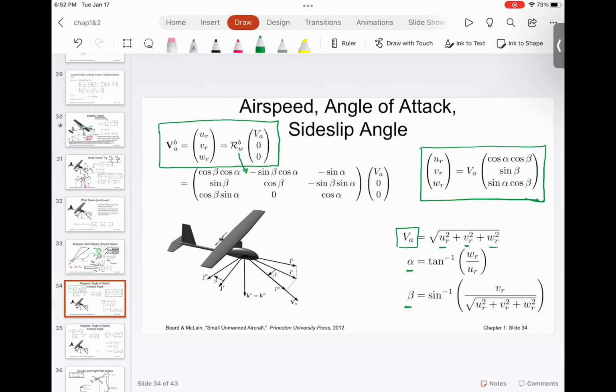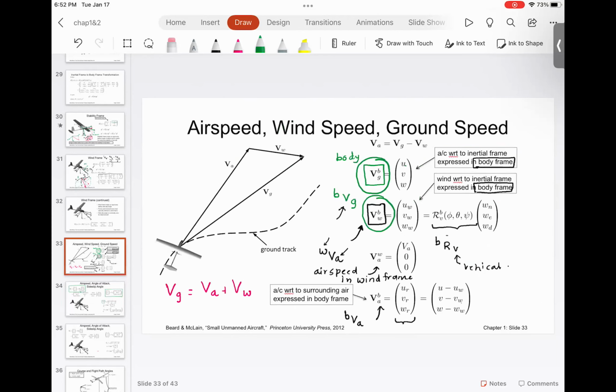This may look convoluted, but let me explain this once again. The fundamental equation is that the ground speed is equal to the air speed plus wind speed. So Vg is equal to Va plus Vw. Now, Vg is expressed in the body frame. Then Vw is expressed in the body frame.